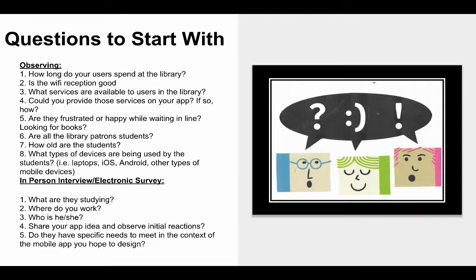After you've made some initial observations, see if you can quickly interview someone and ask them, what are they studying? Where do they work? Ask them to describe their role professionally. Share your app idea and observe initial reactions. Do they have specific needs to meet in the context of the mobile app you hope to design? For the purposes of this class, to help you drill down your target users quickly, we'll utilize the electronic survey technique in combination with observing users and situations.